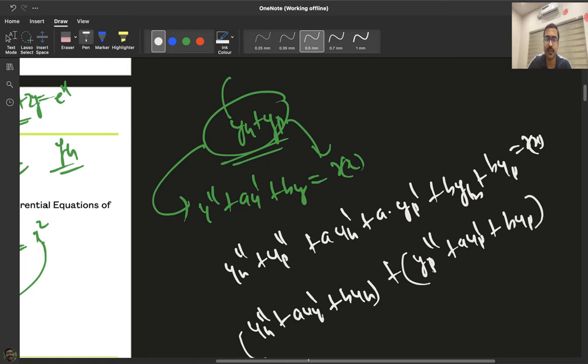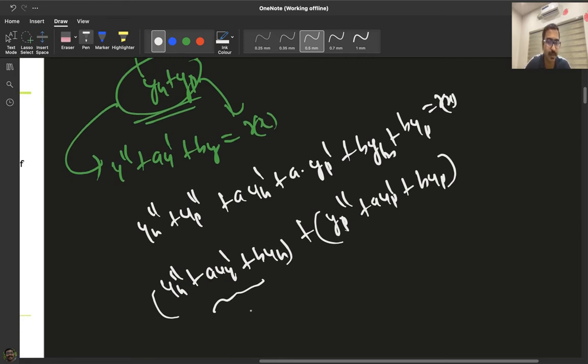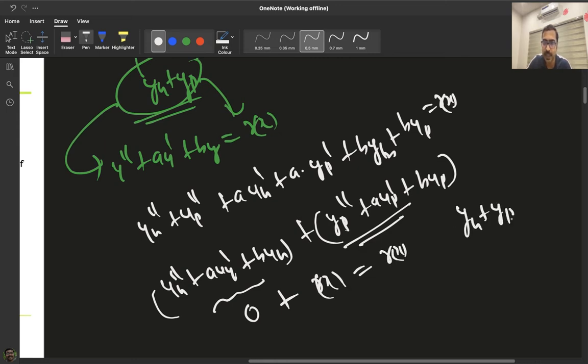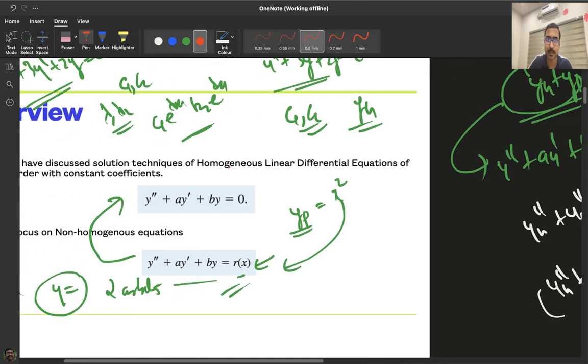And what is the value of this? You know that yh is the solution of the corresponding homogeneous equation, so this would be simply 0. Since yp is a particular solution, the value of this would be simply r of x. So we get the final answer as r of x, which means yh plus yp is actually a solution to our equation. This derivation is not required for you, just understand the concept. Remember that yh plus yp is a solution, and it also contains two arbitrary constants because yh contains two arbitrary constants.